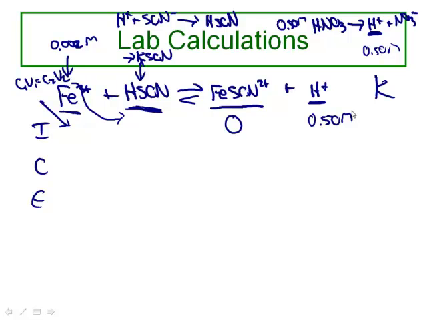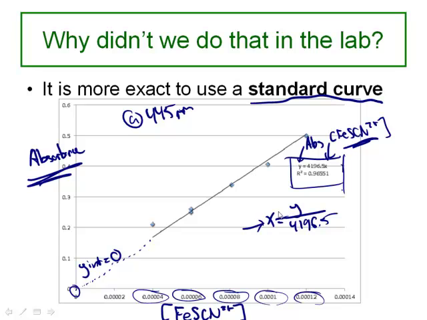Now, if you could figure out the concentrations of all these guys here at equilibrium, you could calculate the value of K. Here's how you're going to do that. You measured the absorbance of your different solutions. What you're going to do is use your measured absorbance and the standard curve. You're going to find X, which is the concentration of FeSCN2+, and that is going to be at equilibrium, once the system has established equilibrium.